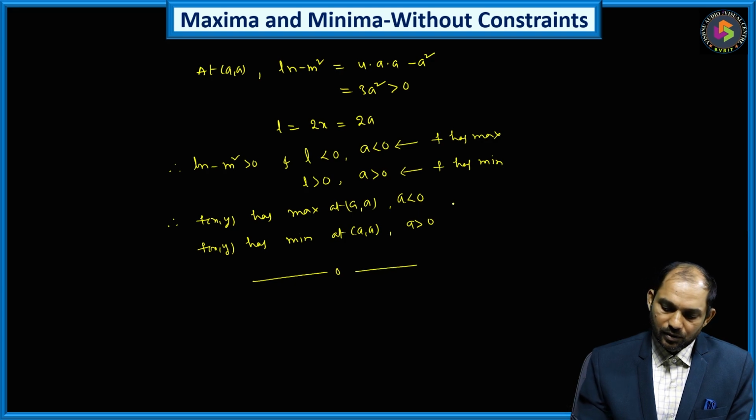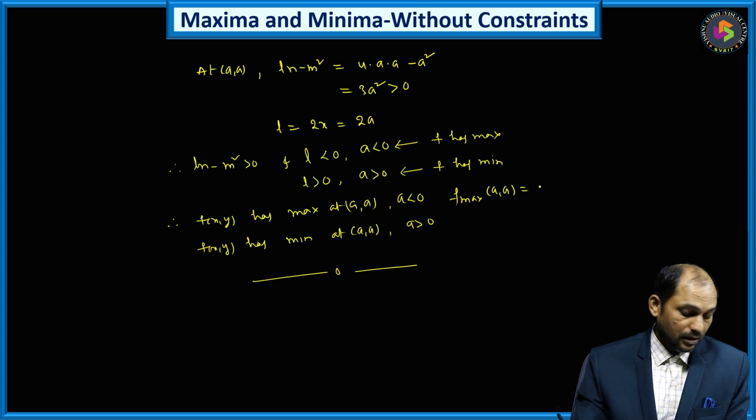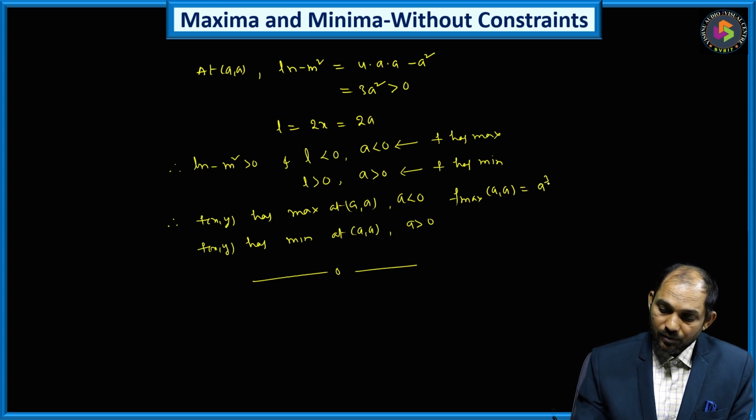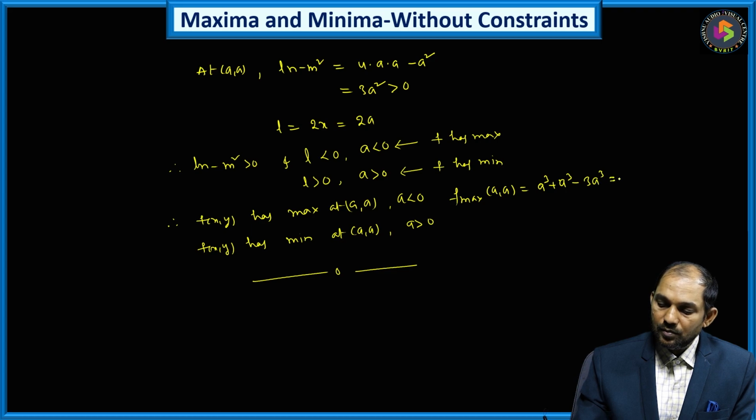And if you want, you can compute the maximum and minimum of the function at the stationary point. f max at a comma a is given by x³ means a³, y³ means a³, minus 3axy means we are going to get 3a³. It is given by minus a³. And f min at a comma a also we are going to get the same value.